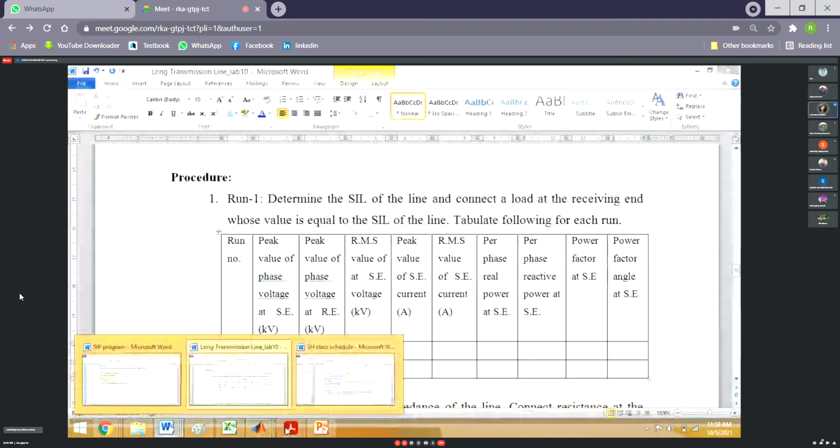Ma'am, the screen is frozen. Yes, ma'am, frozen. One minute, it is not good. It is showing 4644. I hope you can see it. Thank you so much.